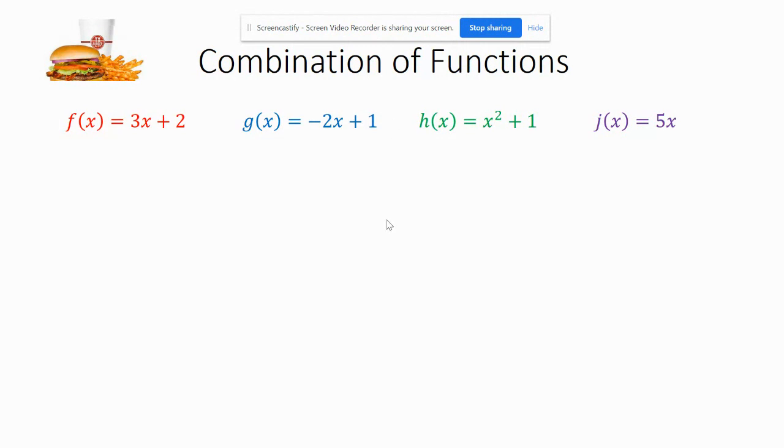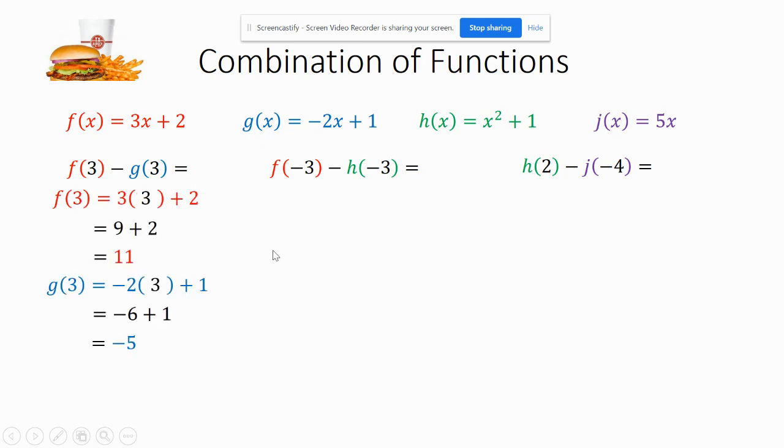Okay, combination of functions. And this time we're going to be having subtraction problems. Now, I'm going to take f of 3 minus g of 3. There's several ways you can work this. I like to kind of plug in the numbers first. And I worked this on a previous video. If you want to go back and look at it, it would be combination of functions addition.